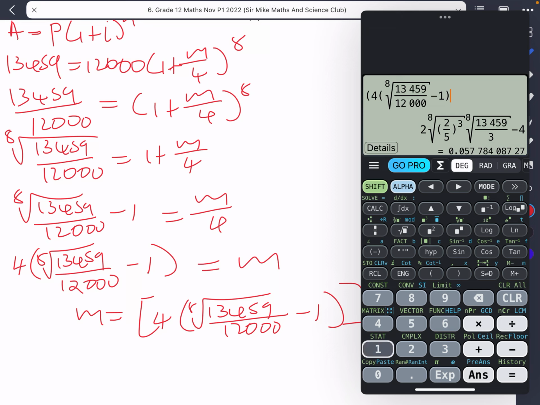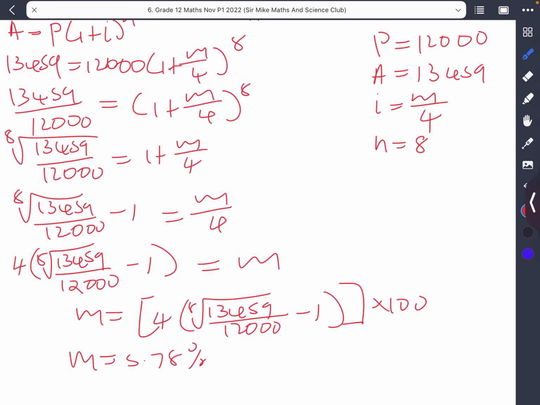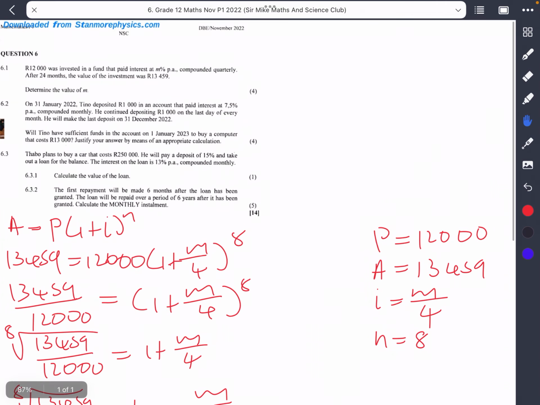So we know that we have 4 multiplied by the 8th root of 13,459 divided by 12,000, subtract the 1, right? But now remember that's not actually the cube root, that was supposed to be 8. So in this case, I would subtract the 1 and I would multiply everything now by 100.